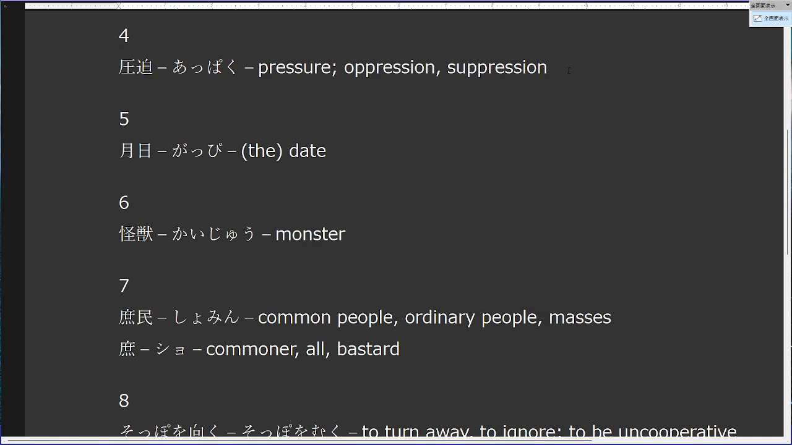Appaku is pressure or oppression. Appaku desu. Appaku is pressure or oppression, or suppression.